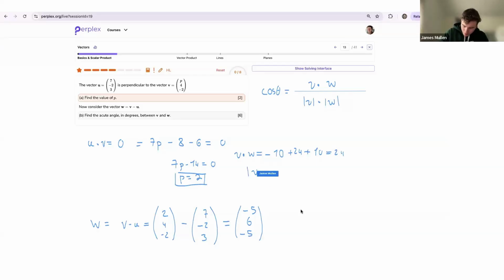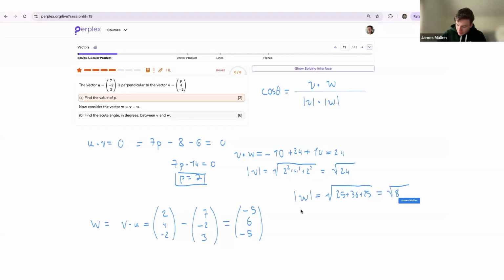And then the magnitude of v is going to be the square root of 2 squared plus 4 squared plus 2 squared. And that's going to be 4 plus 16 plus 4, the square root of 24. And then the magnitude of w, this one's going to be a little bit bigger. We're going to have 25 plus 36 plus 25. It's 50 plus 36, the square root of 86.